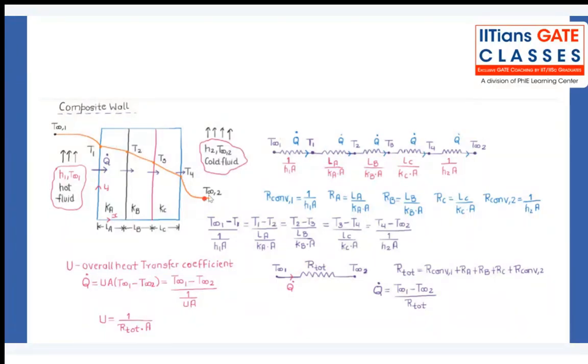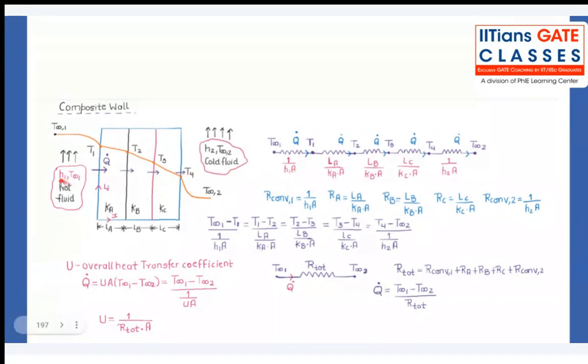If you want to read it by a circuit, how do you start here? T infinity 1, draw one resistance. This resistance is your convection resistance. How do you write it? You write it as 1 over H into area. Which area? Surface area.